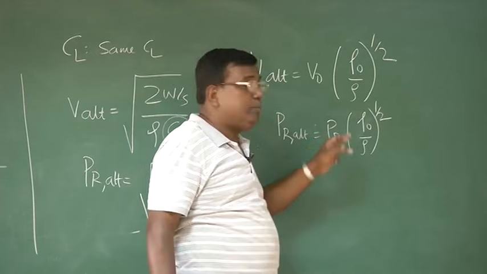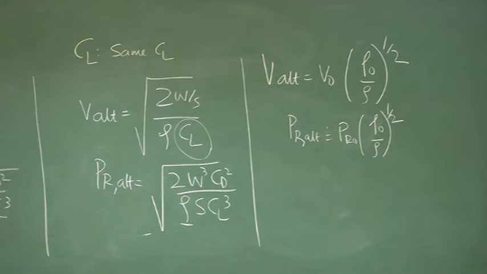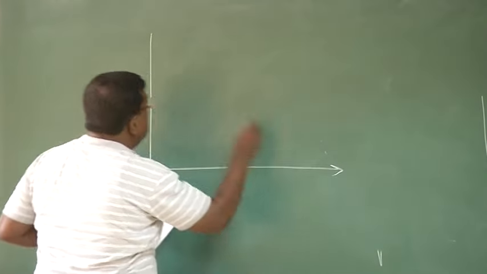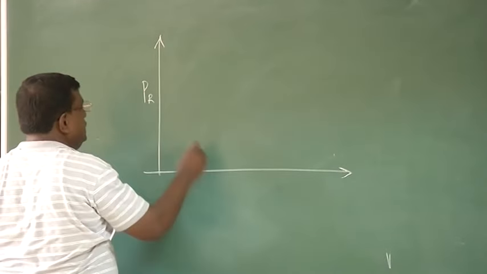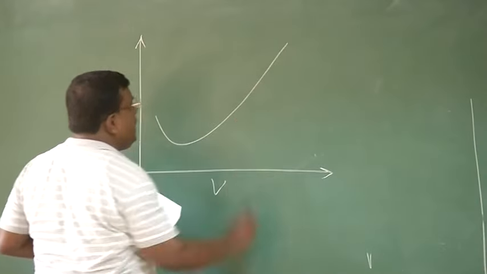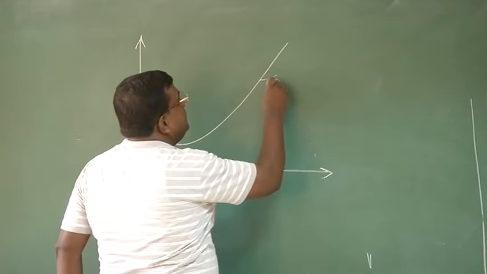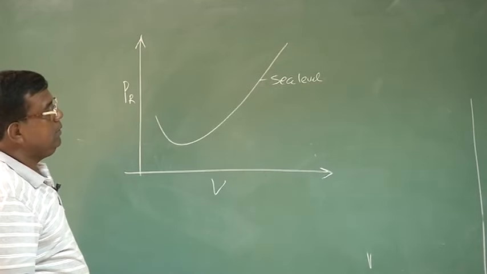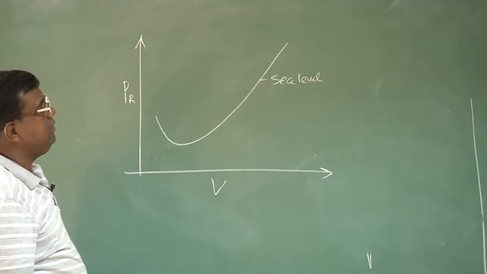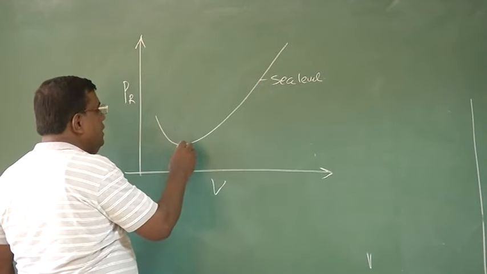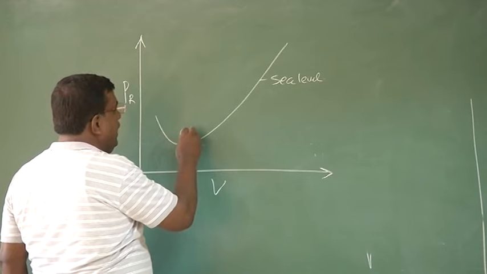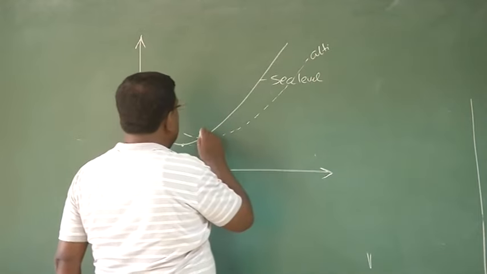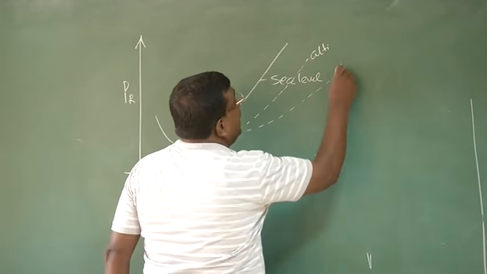Similar story is also here. So the power required... Suppose this was sea level, as I write, sea level condition. Now I can see from there, as I am going to fly at a higher altitude keeping the same CL, the velocity which was here, now I require higher velocity, so you'll find the graph. This is altitude, then further, this is higher altitude.